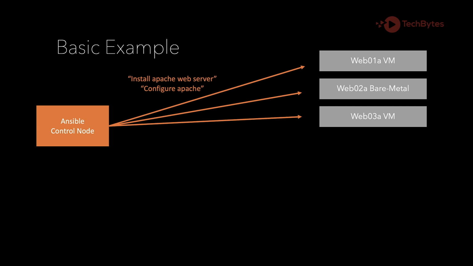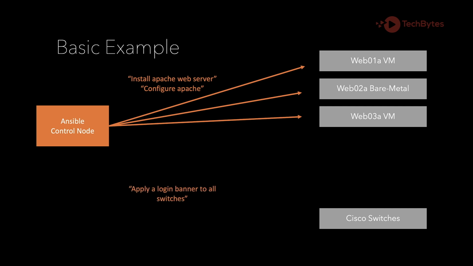But as I said earlier, not all environments are just VMs. We also have network devices to think about. So let's say we had a bunch of Cisco switches, and now we say, you know what, I want to apply a login banner to all of my switches. I have 300 switches, and boy, that would take a long time to go one by one to do that. So with Ansible, we can go ahead and define that again on the control node right here in a playbook, and bam, we can push that down to all of our Cisco switches if we wanted to.